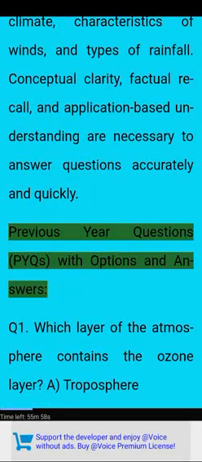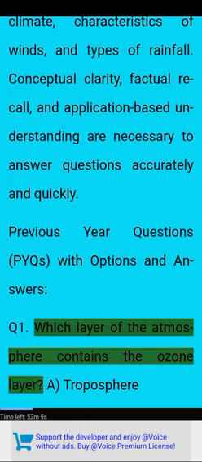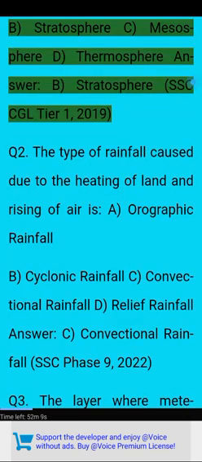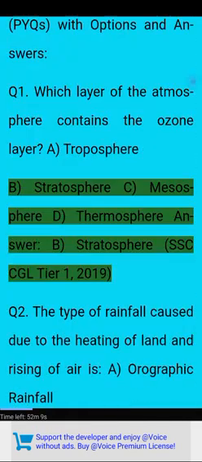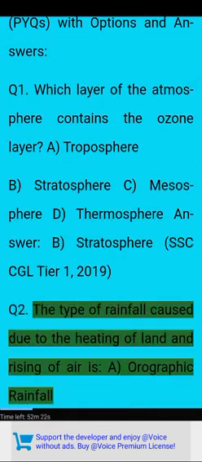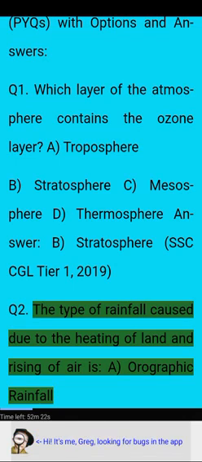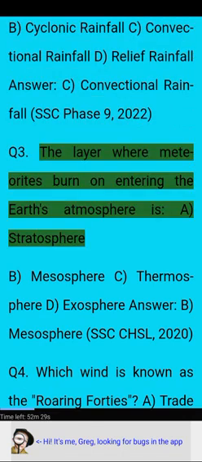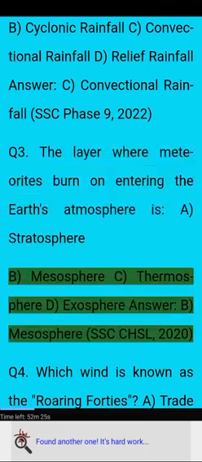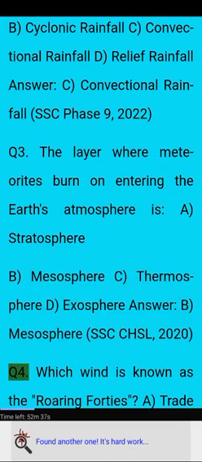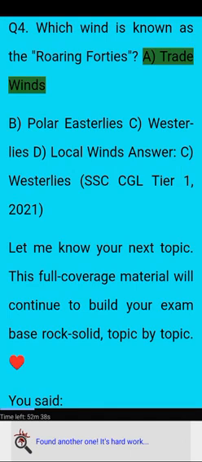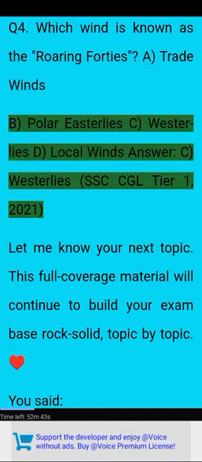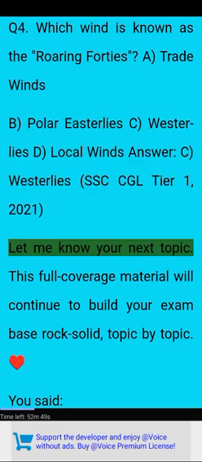Previous year questions, PYQs, with options and answers. Q1. Which layer of the atmosphere contains the ozone layer? Answer: B. Stratosphere. Q2. The type of rainfall caused due to the heating of land and rising of air is convectional rainfall. Q3. The layer where meteorites burn on entering the Earth's atmosphere is the mesosphere. Q4. Which wind is known as the roaring 40s? Answer: C. Westerlies. Let me know your next topic.